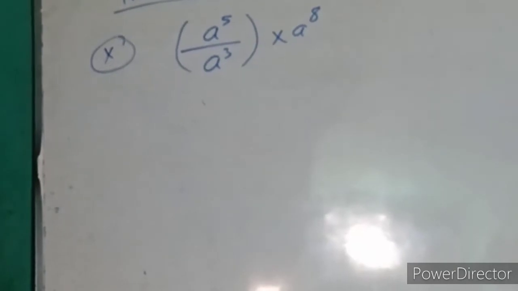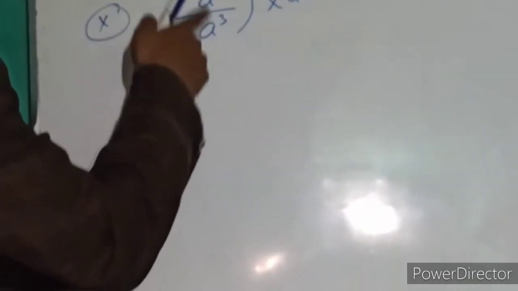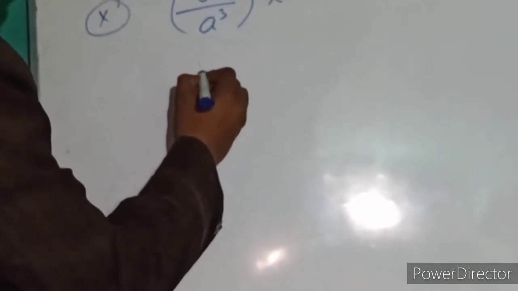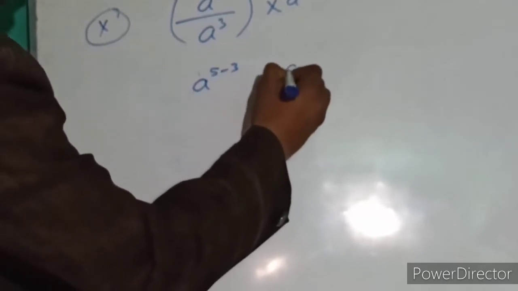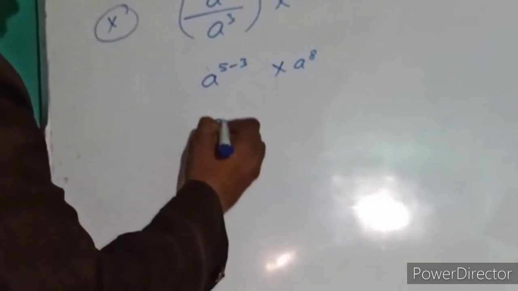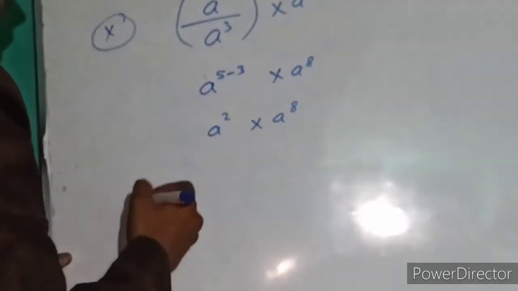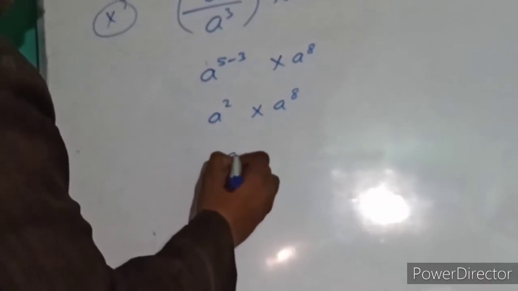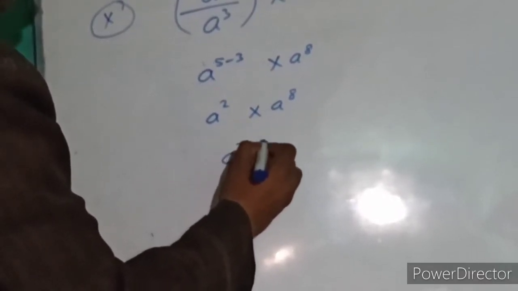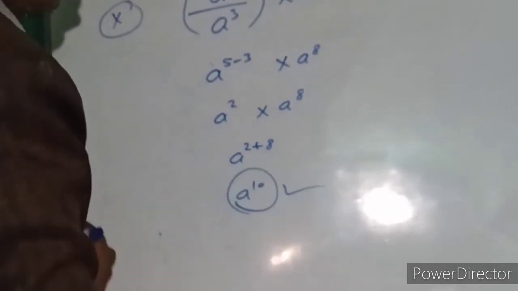Now take question number 10. Since they are in divisional form, the powers will be subtracted. A raised to the power 5 minus 3, and it will remain the same. Now a raised to the power 2 and a raised to the power 8. Since there is a multiplication sign, we will add the powers. A raised to the power 2 plus 8, and the answer is a raised to the power 10. Okay.